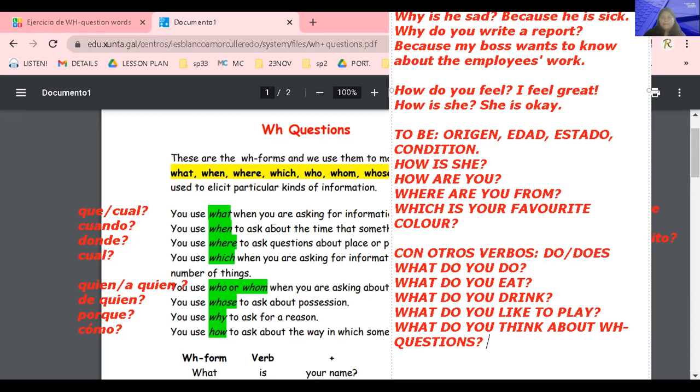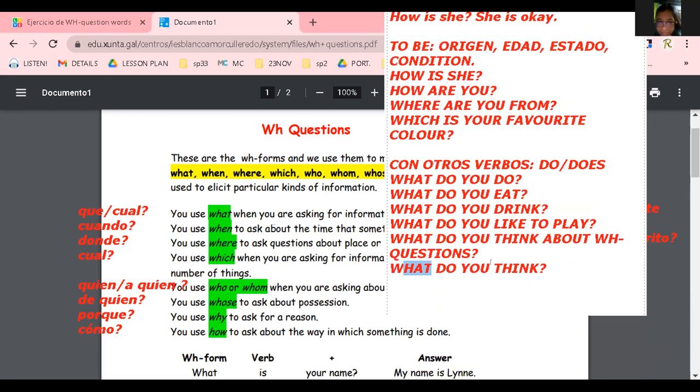¿Qué piensas acerca de las double H questions? What do you think? ¿Qué piensas? Entonces se relaciona la double H y think. Y en segunda persona se está refiriendo a tú, ¿verdad? ¿Qué piensas? ¿Qué tomas? ¿Qué comes? ¿Qué haces?